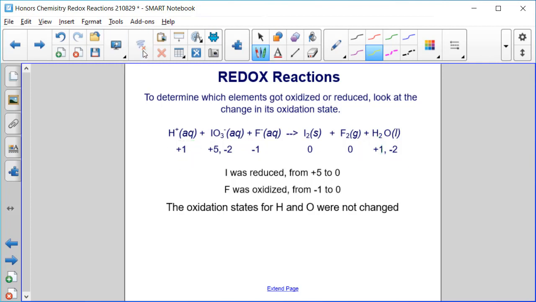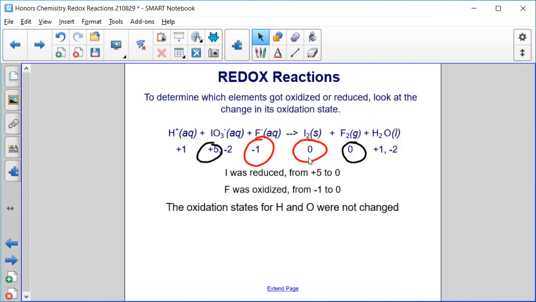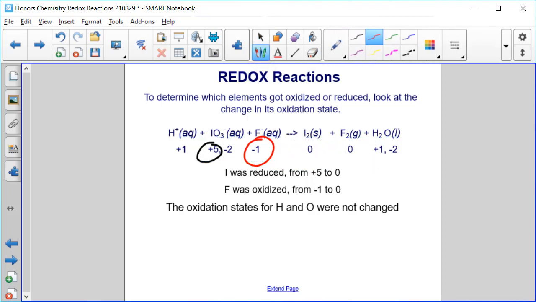Let's look at the other two elements though. This iodine oxidation state goes from +5 to 0, and fluorine goes from -1 to 0. Oh, I think I mixed up my colors here. So fluorine is in red from -1 to 0, and iodine is in black from +5 to 0. There we go. So we have this change for the iodine, this change for the fluorine.